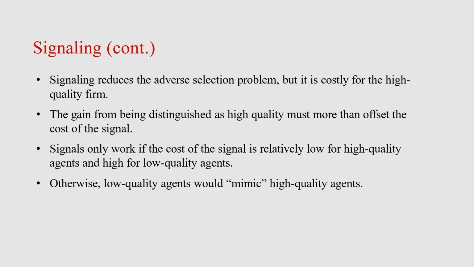Signaling reduces the adverse selection problem, but it's costly for the high quality firm. The gain from being distinguished as high quality must more than offset the cost of the signal. Signals only work if the cost of the signal is relatively low for high quality agents and high for low quality agents. Otherwise, low quality agents would simply mimic the high quality agents.